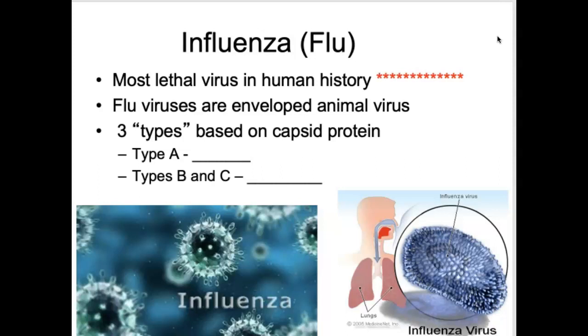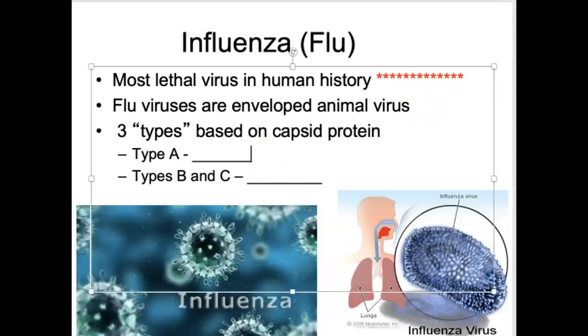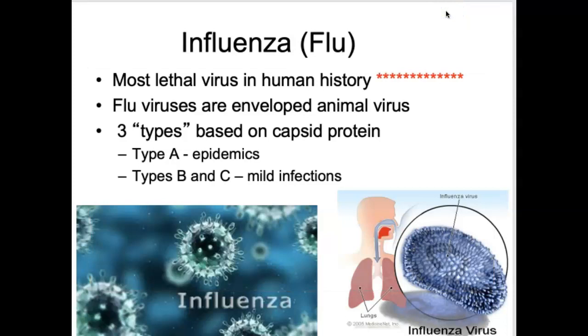cell. Generally, when we look at influenza, there's 3 types, A, B, and C. They're classified based on the capsid proteins that they contain. Type A is the type that leads to epidemics, big problems, global problems. Types B and C are the types that lead to your general mild infections. So what we tend to see rolling around every fall are types B and type C.